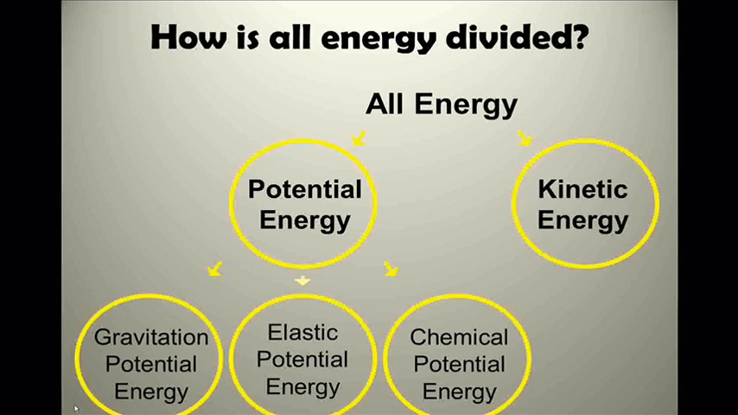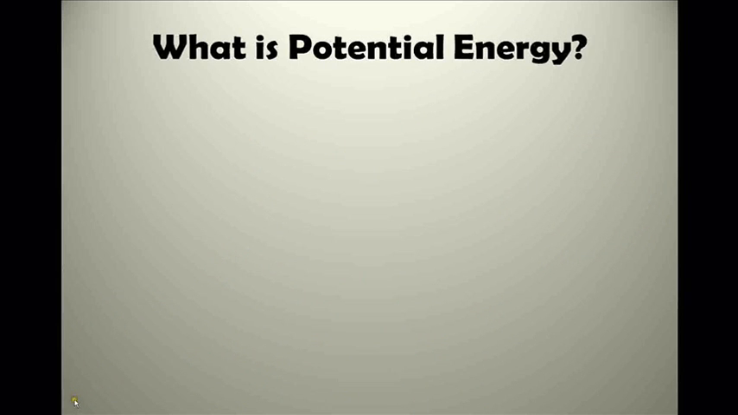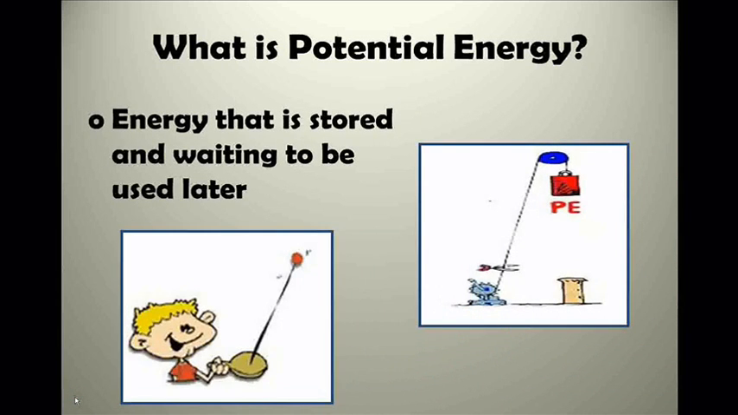Under potential energy, there are three subcategories: gravitational potential energy, elastic potential energy, and chemical potential energy. Just like it says, the hints of what kind of potential energy these are are right in the names. One is gravitational, one is elastic like a rubber band, and one is chemical. So, what is potential energy? Energy that is stored and waiting to be used.